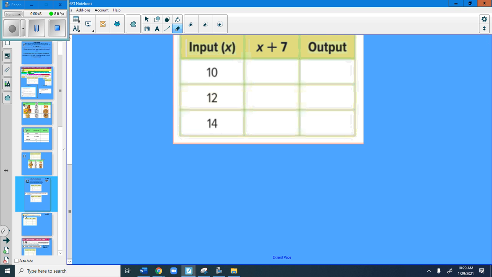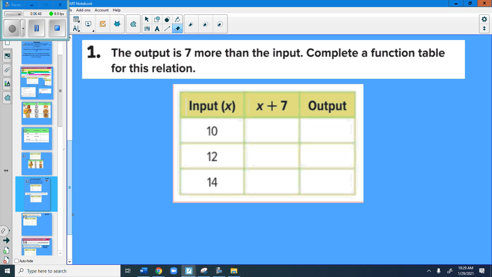Okay, now we should read this. It says the output is 7 more than the input. Do you see how writing algebraic expressions, they just did that to get the rule? You will have to do that as well. 7 more than the input, x plus 7. Do you connect that? Okay, good.